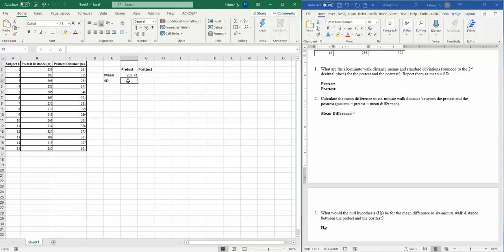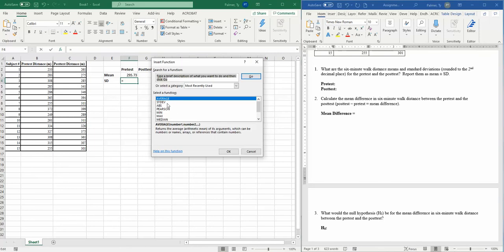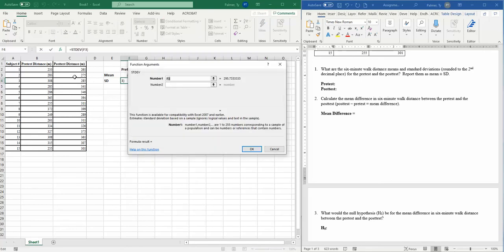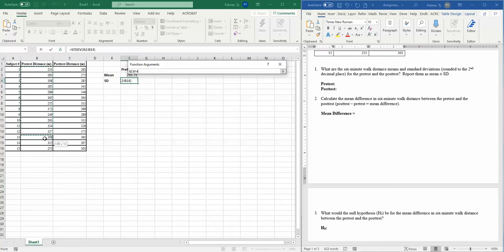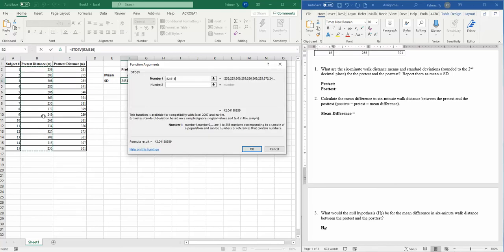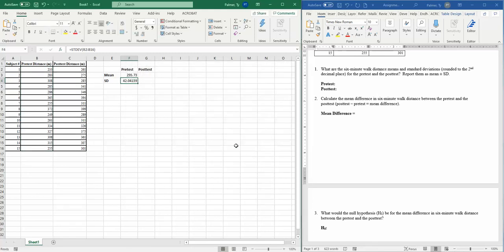To do that, click on my empty cell next to SD, standard deviation. Go to the function key. Go to STDEV. Remember, that's the function we're going to use to calculate the standard deviation. Click OK. Same thing, we're going to click, hold, and drag, and highlight all the scores for the pretest. Once we've done that, click OK, and that should calculate our standard deviation for the pretest.